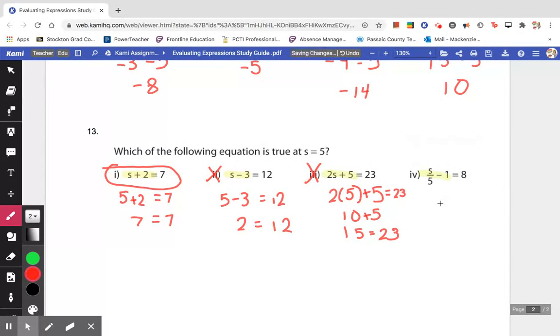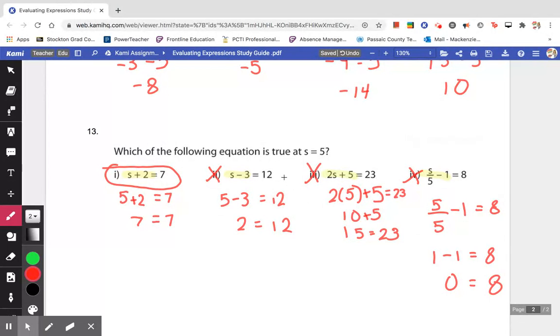Last one, 5 over 5 minus 1 equals 8. 5 over 5 is 1, so 1 minus 1 equals 8. And again, 0 does not equal 8 here, so this is not the answer. So you actually could have stopped when you first got that 7 equals 7, but I just checked the rest of them to show you that those don't work.